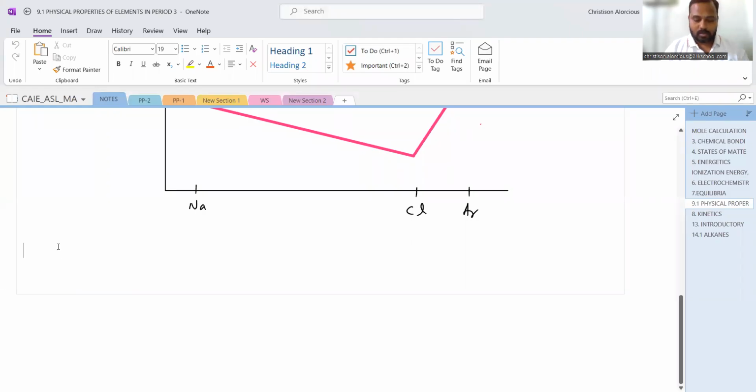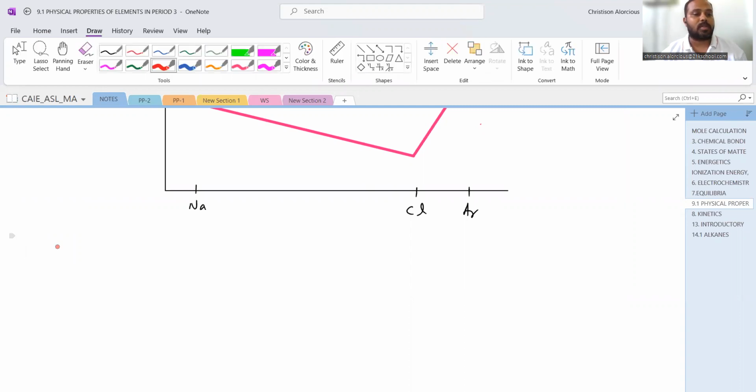Hello, everyone. Welcome to this second lecture in this series on inorganic chemistry. Specifically, we're talking about the trends in physical properties in period three. Period three, as you know, is from sodium through argon, that is 18 elements.